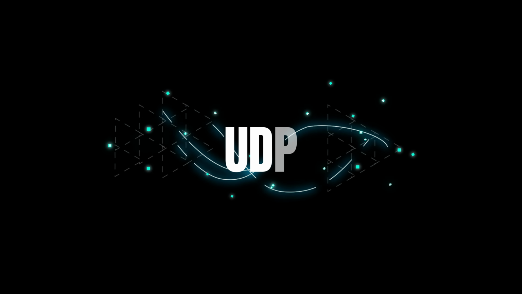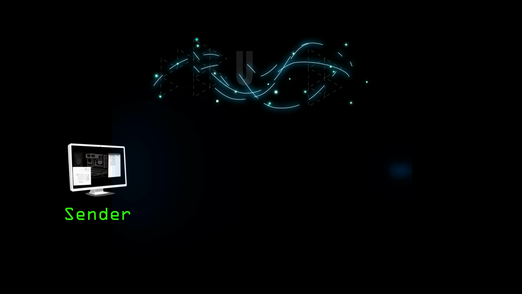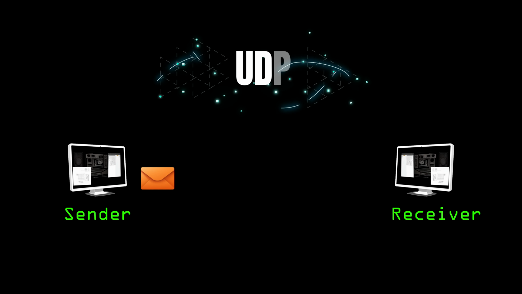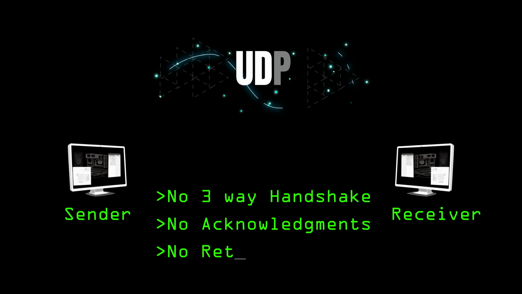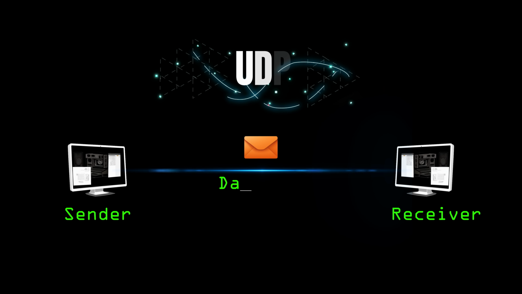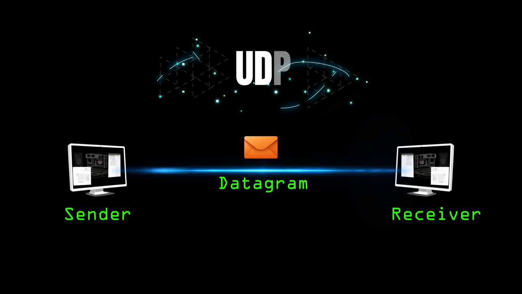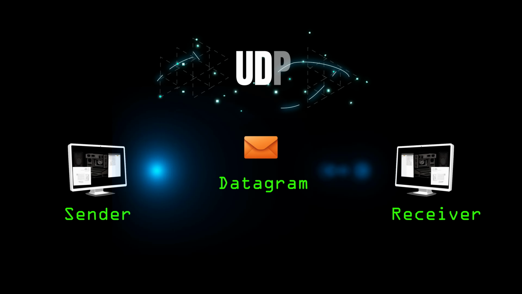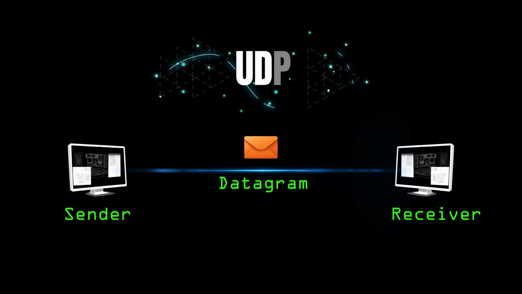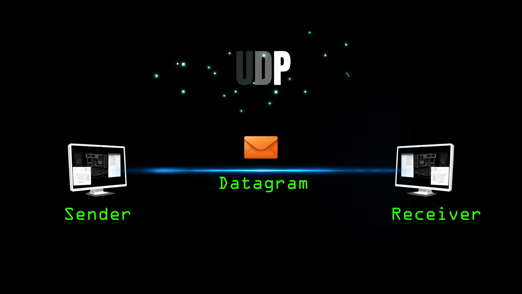That's exactly how UDP works. Instead of establishing a connection before communication begins, UDP simply sends the data directly to the receiver. There is no three-way handshake, no acknowledgements, and no retransmission of lost packets. Each piece of data, called a datagram, is sent independently. If a datagram is lost, delayed, or arrives out of order, UDP does not attempt to recover or rearrange it. It simply continues sending the remaining data.